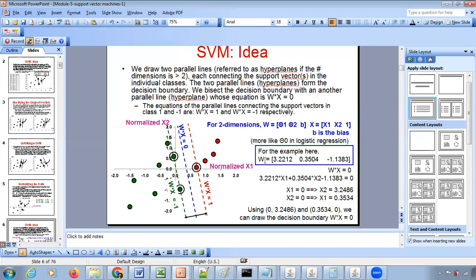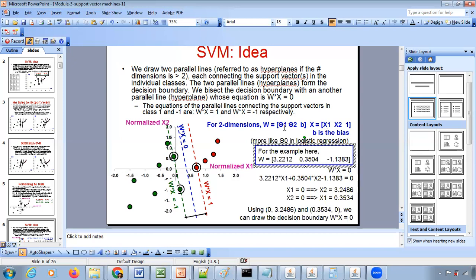So as part of the math, what we will do is we will find something like this. Given this normalized coordinate system, how do we get the equation, how do we plot this line, Wx equals 0? Again, this is your theta 1, theta 2, and b, and we can say W times x equals 0. So this is 3.2212 times x1 plus 0.3504 times x2 minus this thing times 1. So this is minus 1.133.